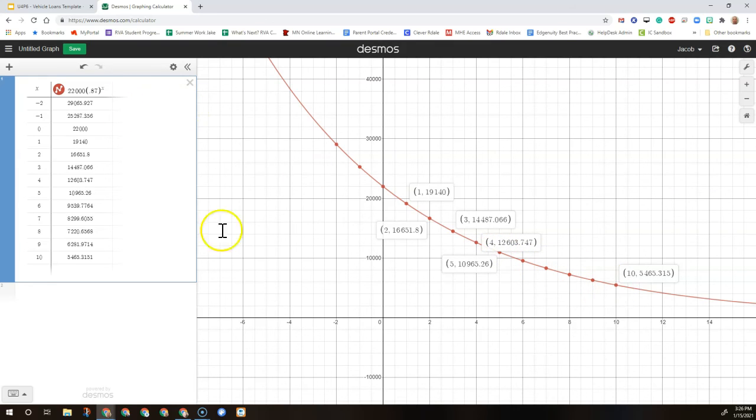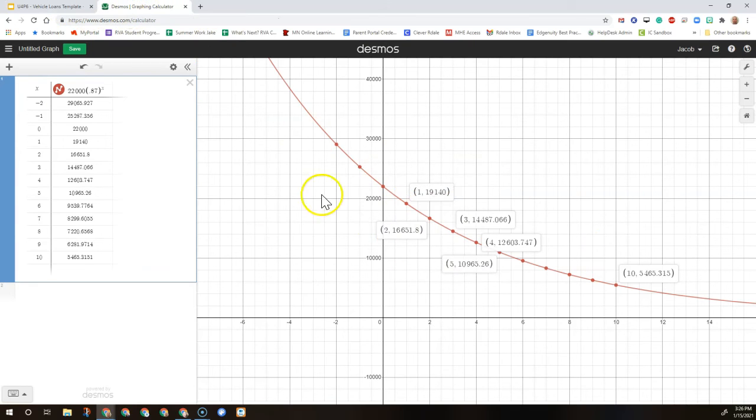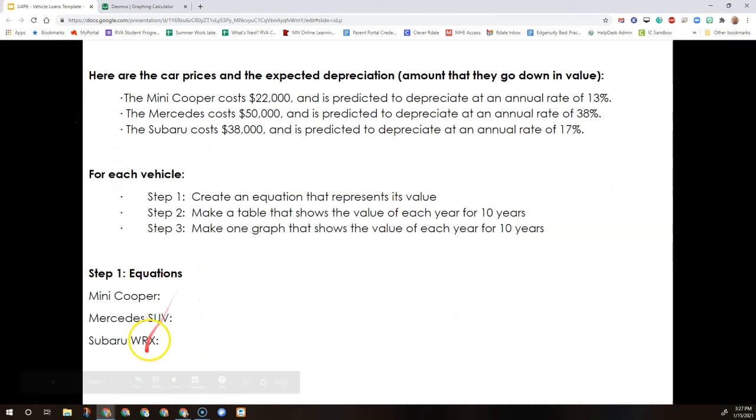So that is a great example of how you could use Desmos to figure out the answer to problems like this. So we created the equation, we made a table, we made a graph. And if you wanted, you could even just take a screenshot of your graph after you make it. There's a screenshot tool on your Chromebook, and I could take a screenshot of it, and that could be what I put in my answer on the slideshow.